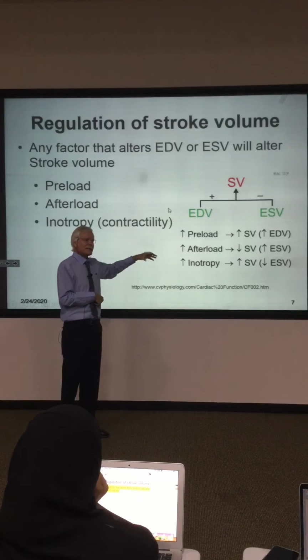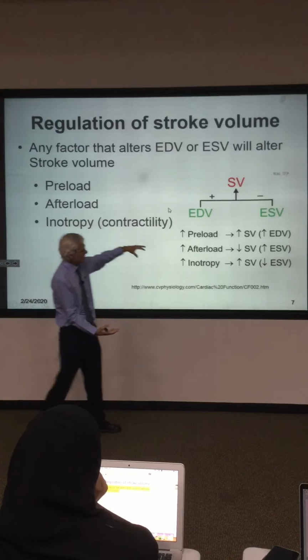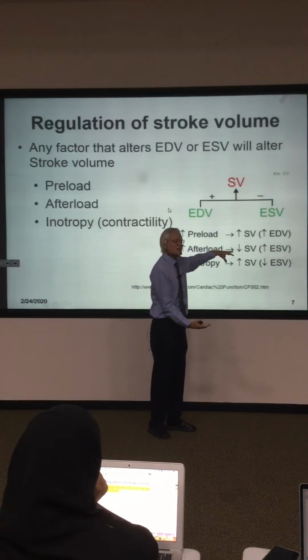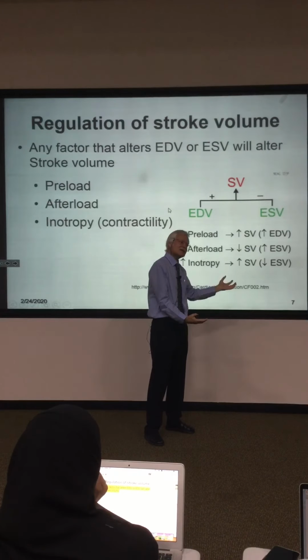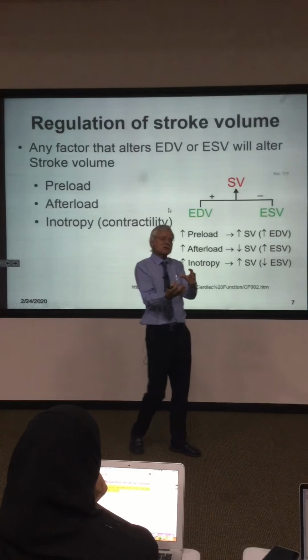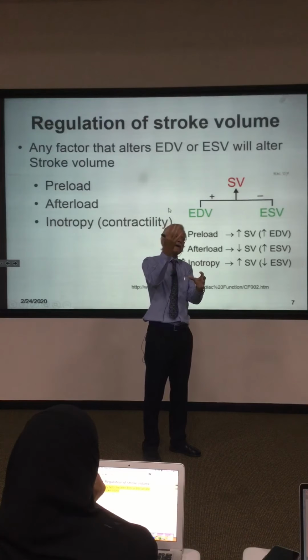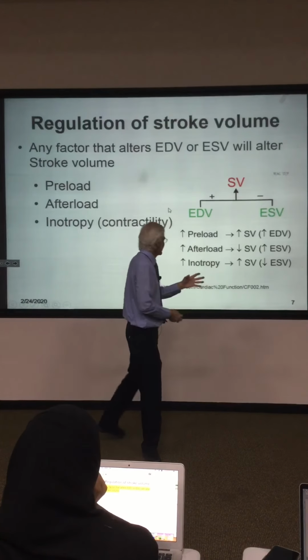Afterload, imagine now after the heart the pressure increases more and more. The stroke volume will get less, won't it? Because the heart's having to work harder to move blood from the ventricles into that high pressure environment. So if the pressure builds up more and more and more and more, actually, the heart may not be able to cope with that increased pressure.